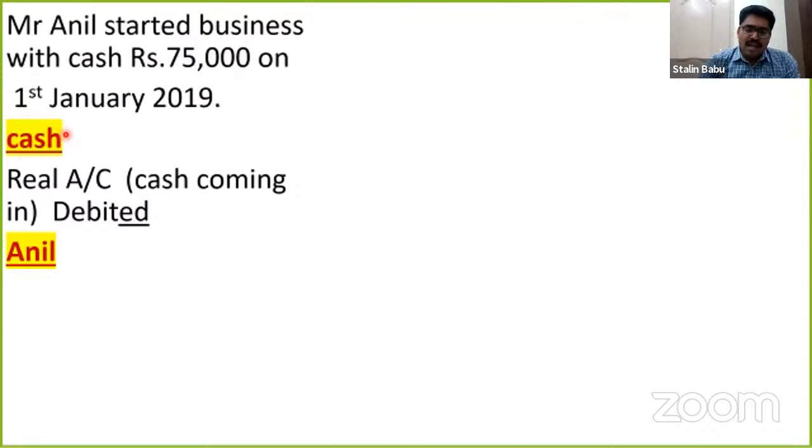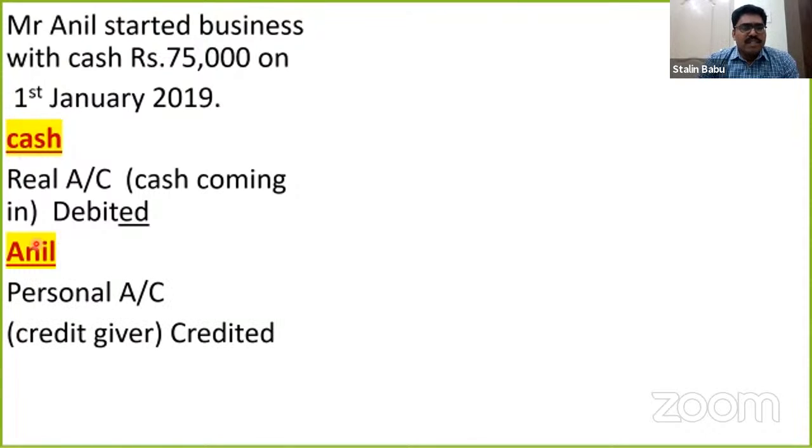What is the second account? Anil account. So does Anil belong to personal account, real account, or nominal account? Good. He belongs to personal account, a natural person. So what is the principle of personal account? Debit the receiver, credit the giver. Here, Anil is the giver of the cash to the business, so his account should be credited. Cash account is debited and Anil account is credited.